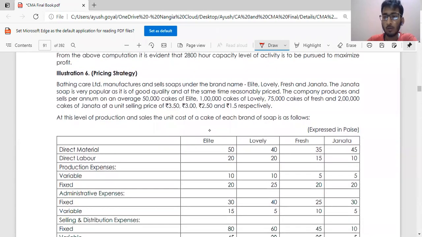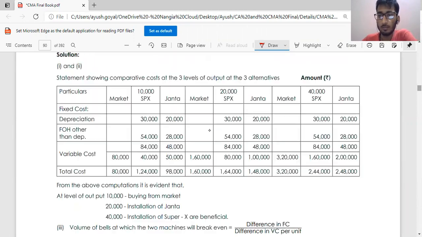So let's solve it here only. All the questions related to pricing strategy are simple mathematics. I don't think you need to do much in the pricing strategy questions. So let's solve it once.